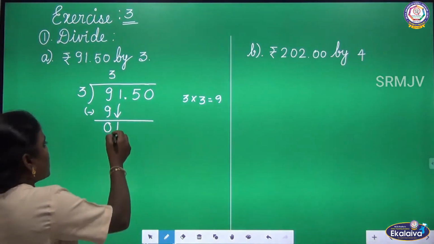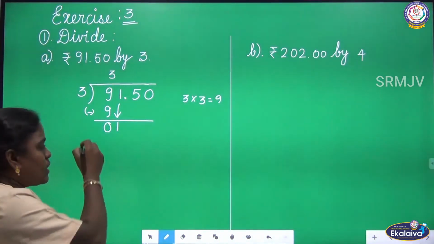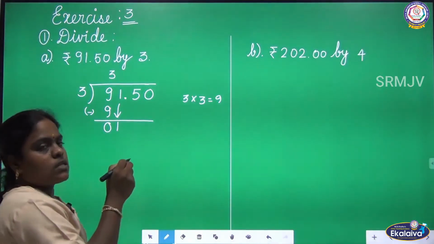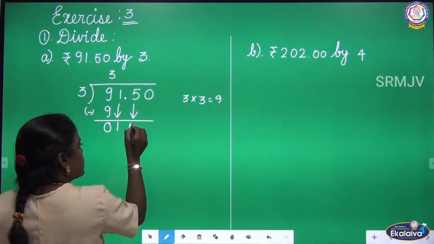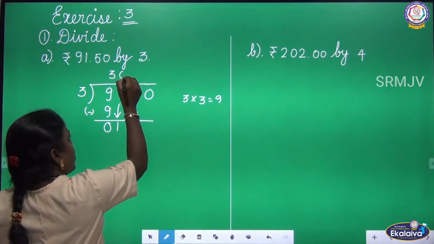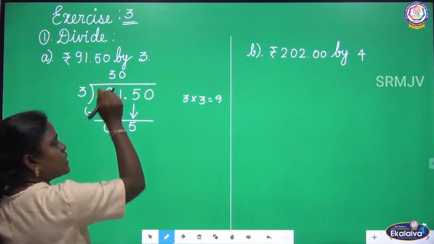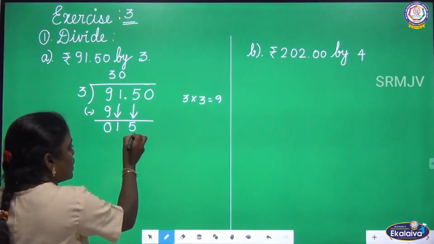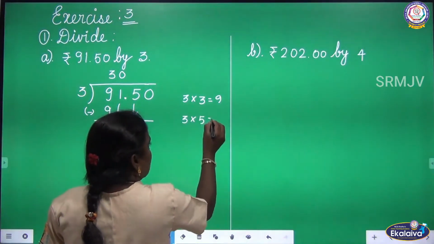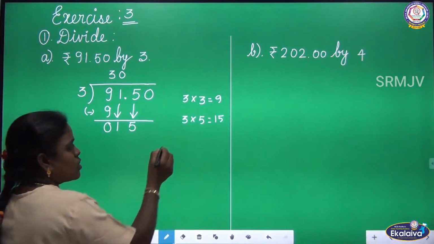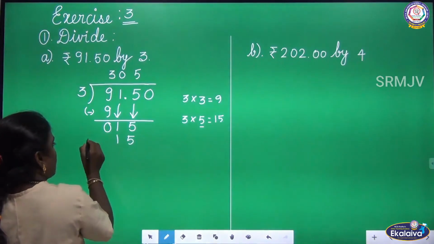Yes, here compare the numbers, children. 3 and 1. Here 1 is smaller than the divisor, that is 3. So we cannot divide the number. So we are going to take down the next digit, that is 5. And when you are bringing down 2 digits at the same time, you have to add 0 in the quotient. So now we have 15. Yes, if you recite the table, in the 5th time you can get 15. So we are going to write 5 in the quotient and 15 below the number.